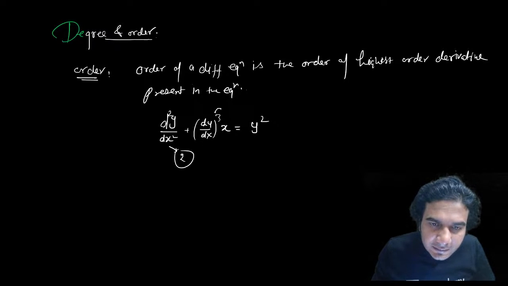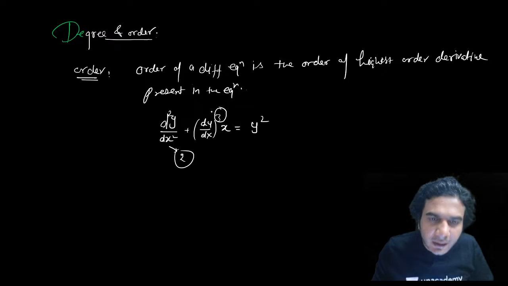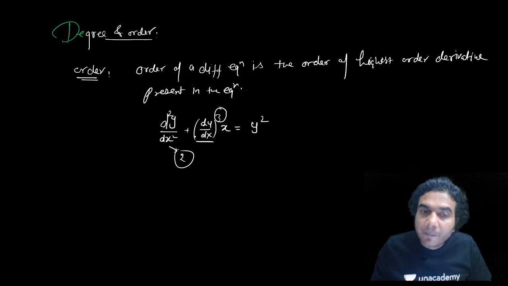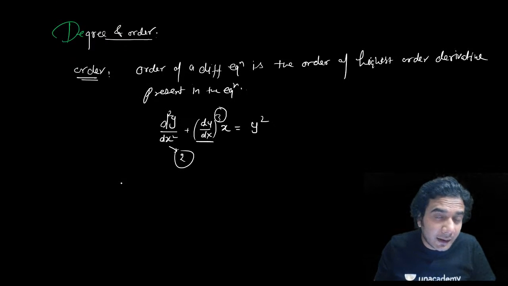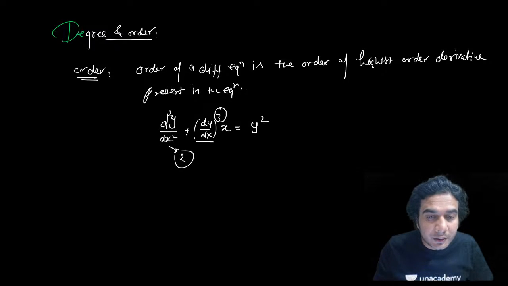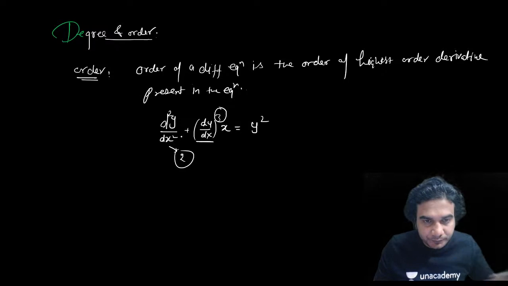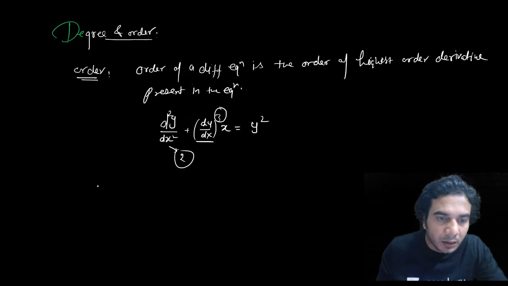Do not get confused with this 3. This is not the order of dy by dx. Order of this term is 1, right? This power is related to degree, okay? So it won't affect. You can see the highest order derivative in this equation is d2y upon dx2. So its order is 2. So answer is 2, okay? Very good. So now you understood the order. Let me tell you the degree.